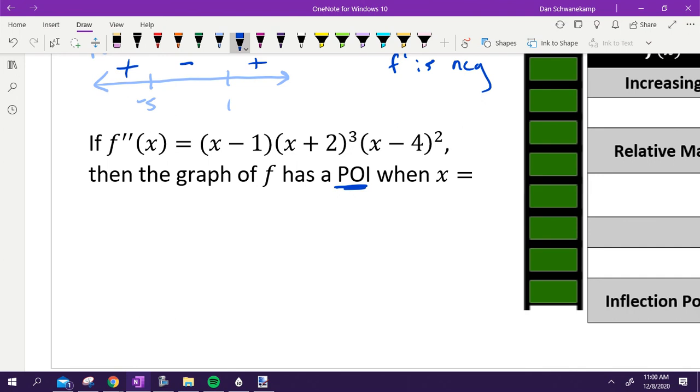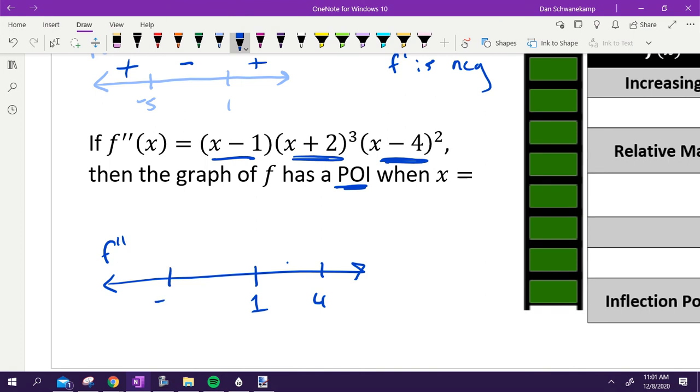When the second derivative changes signs. Everybody agree with me on that? When concavity changes signs, when the second derivative changes signs. So we could put this on an f double prime sign chart. I would put x is equal to 1, x is equal to 4, and x is equal to negative 2. Those are the numbers I would get. I just took those and set them equal to 0.